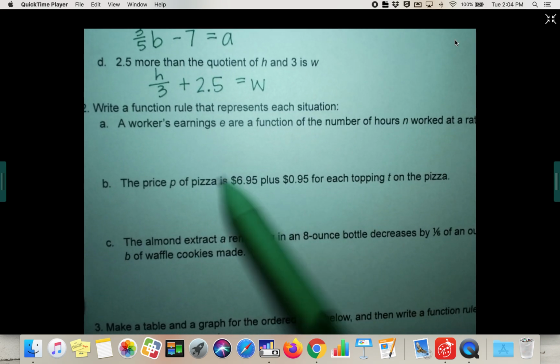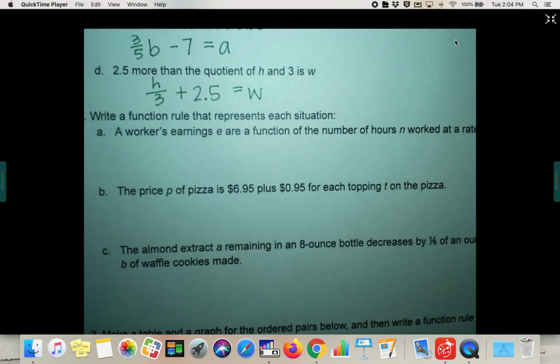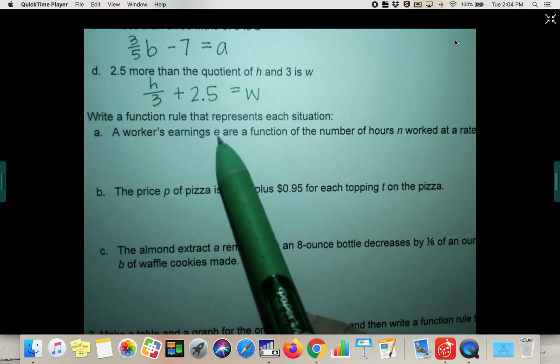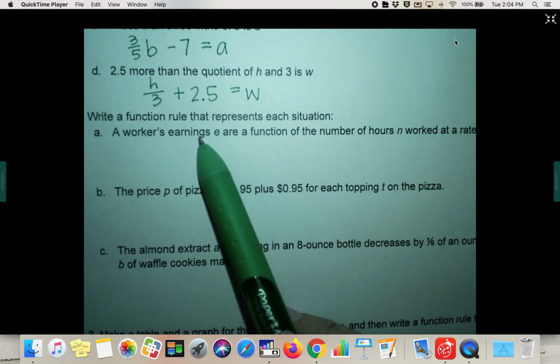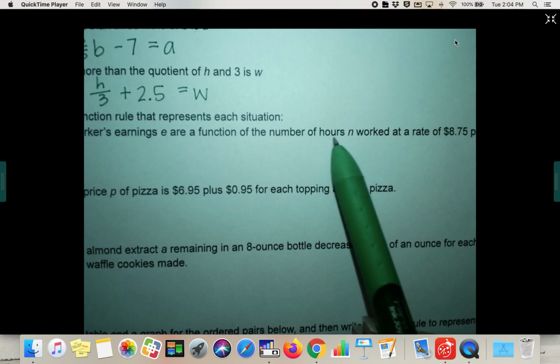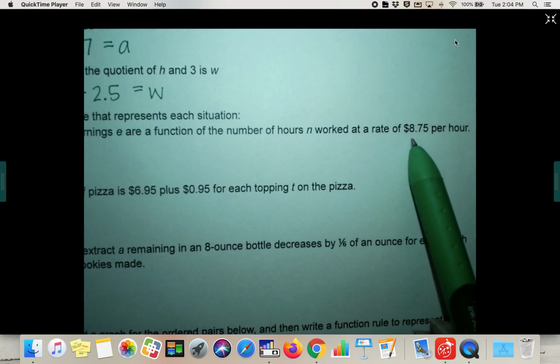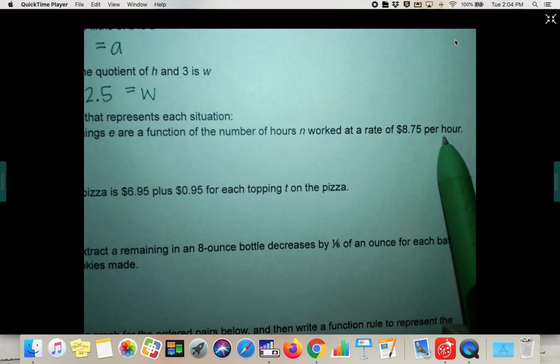All right, let's write some situations that are more than just words, that are actual situations. A worker's earnings, and they want you to use E to represent earnings. That's why it's in kind of italics. A worker's earnings, E, are a function of the number of hours, n, so we're going to use n representing the number of hours worked at a rate of $8.75 per hour.